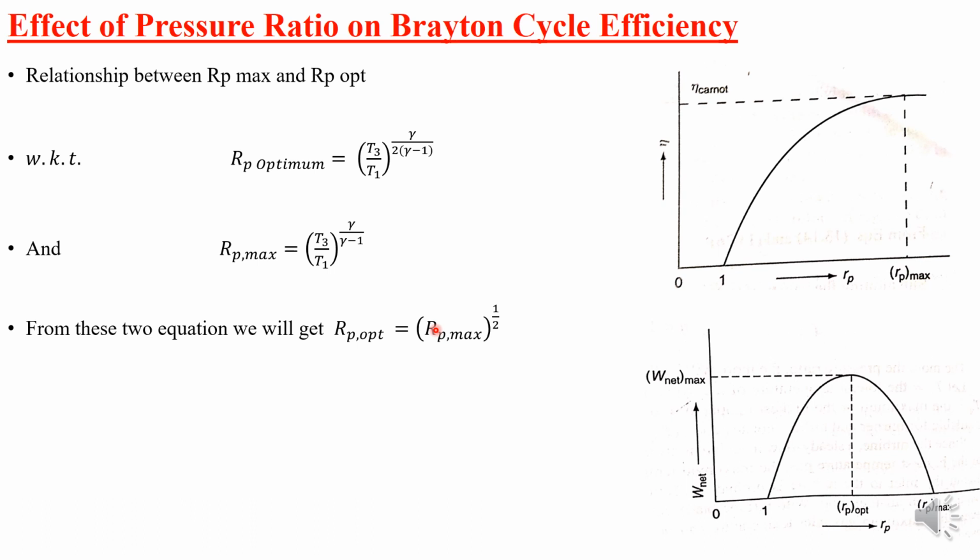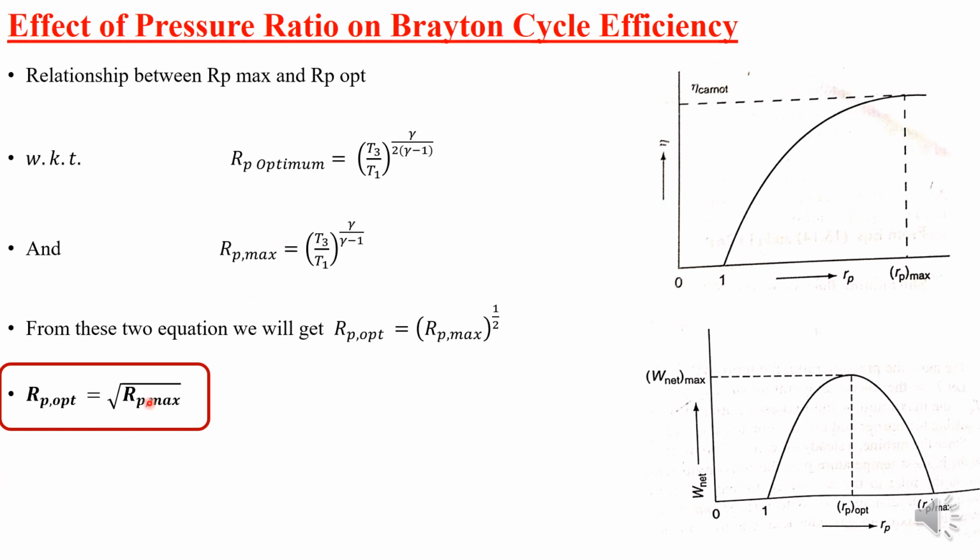So note down the next step: Rp opt is the square root of Rp max, or Rp max to the power 1 by 2. This is the relationship between the optimum pressure ratio and the maximum pressure ratio. Two or three times I have asked this question, so the previous two slide derivations are very important. If you understood those, then this one will be very easy. Just compare and get the expression for this one.